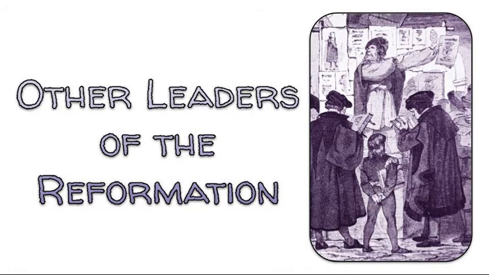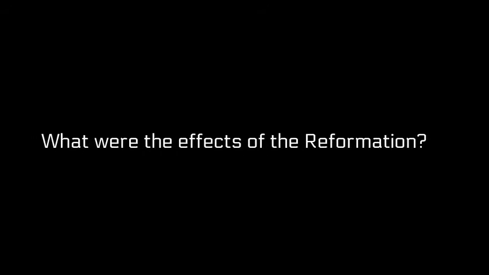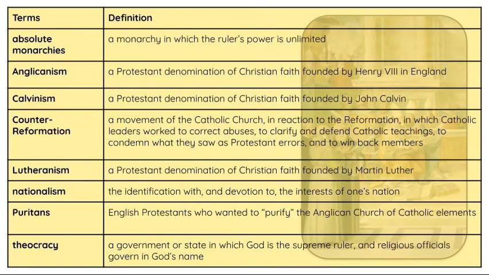All right, we are now turning the page to 515, so we're starting the second half, which is lesson 37, the spread and impact of the Reformation. The question: what were the effects of the Reformation? All right, vocabulary for this lesson, you guys, is absolute monarchy, Anglicanism, Calvinism, Counter-Reformation, Lutheranism, nationalism, Puritans, and theocracy.